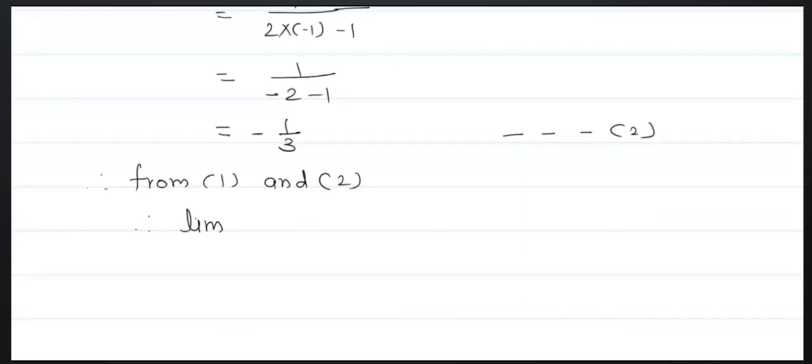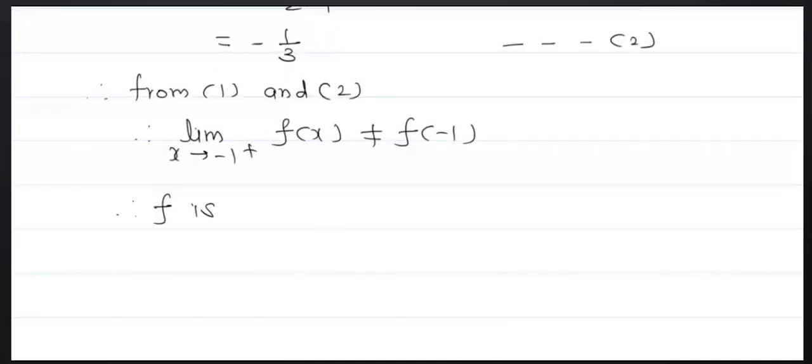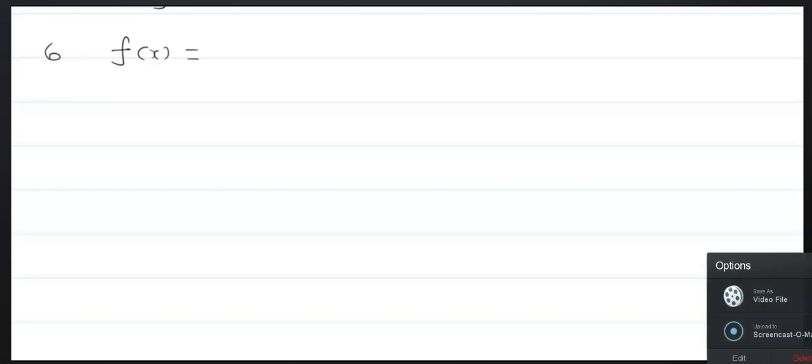From 1 and 2, the right hand side limit is not equal to the value of the function. Therefore, there is a discontinuity at x equals minus 1. I will see this here again.